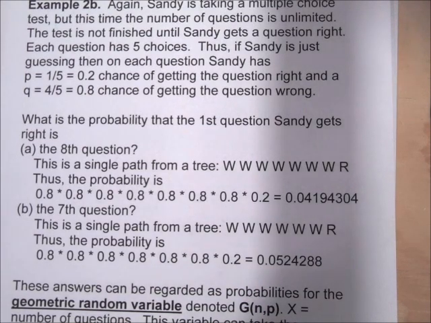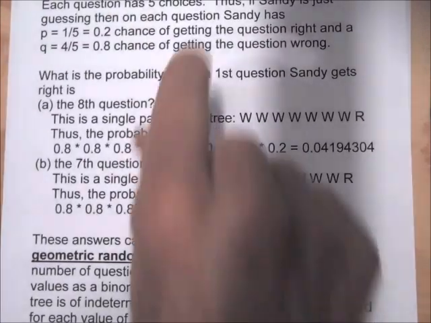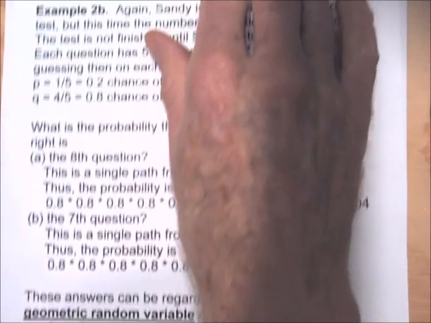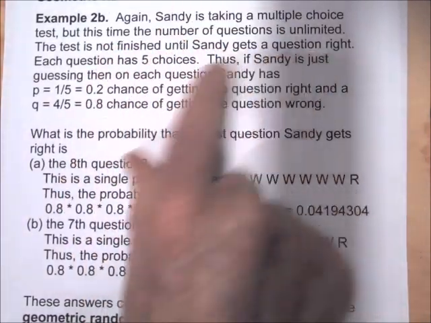So this is a geometric random variable. It's related to the binomial, except there's no sample size. There's no n. There's no limit on the number of questions. The question is not finished until Sandy gets a question right.